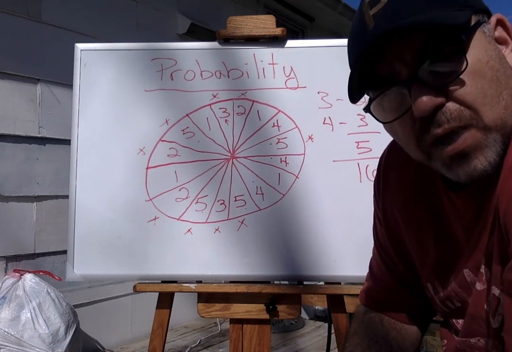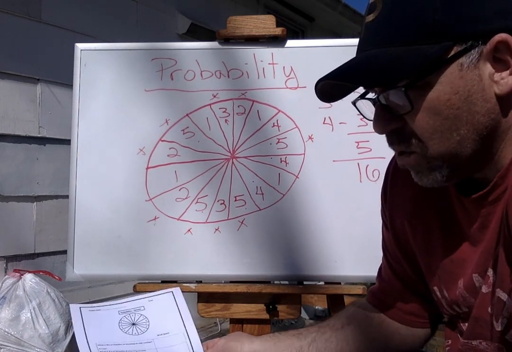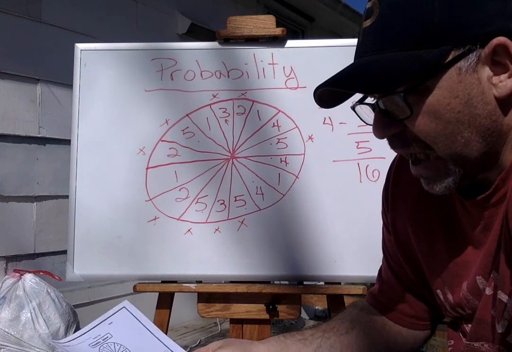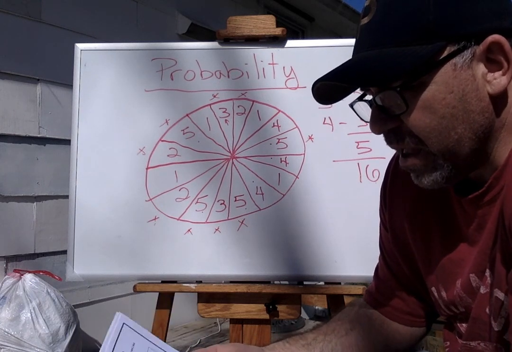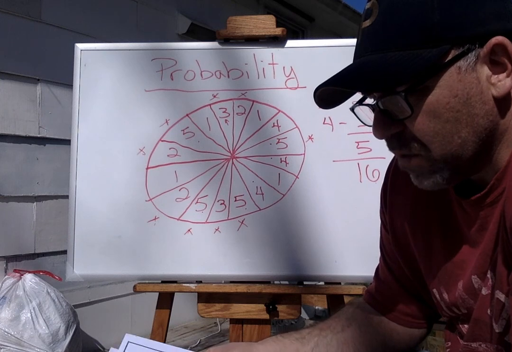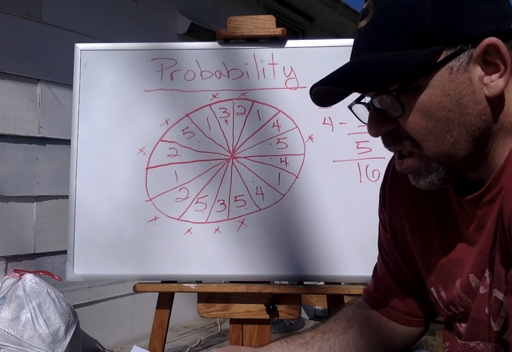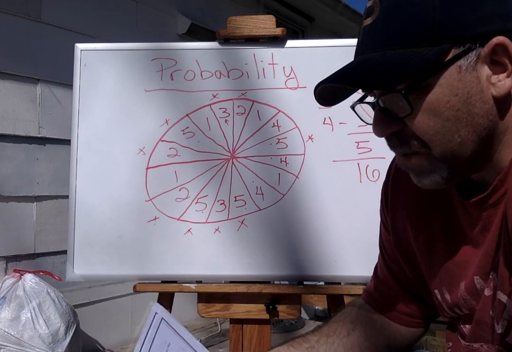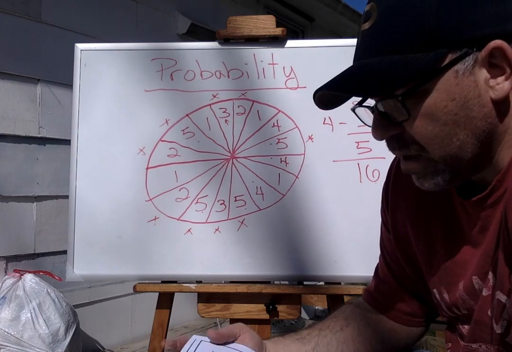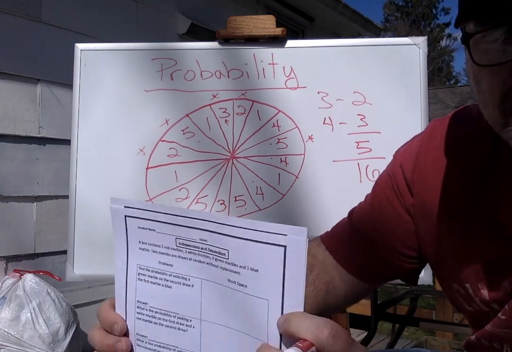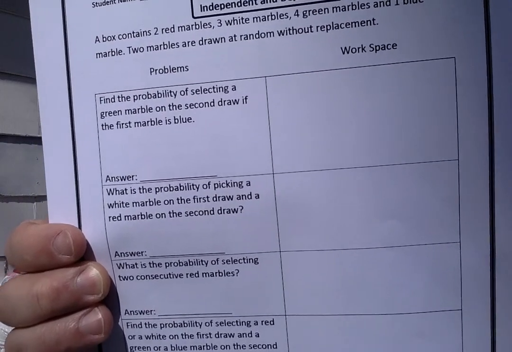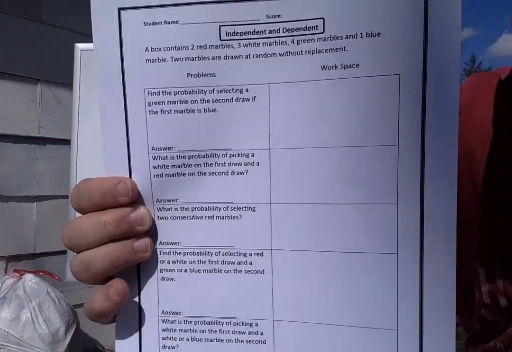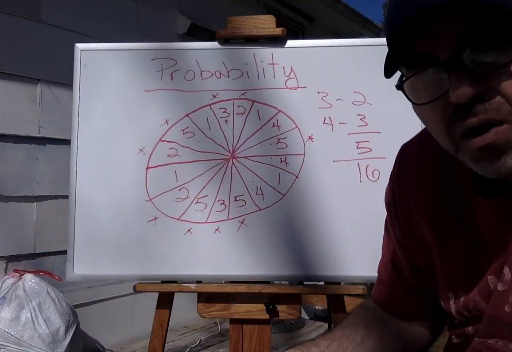Okay? So now we're going to take it up a little bit of a notch. Okay? And we are going to be going to this paper. So as soon as independent and dependent events. Okay, so get that paper out in the next video. We're going to talk about that.